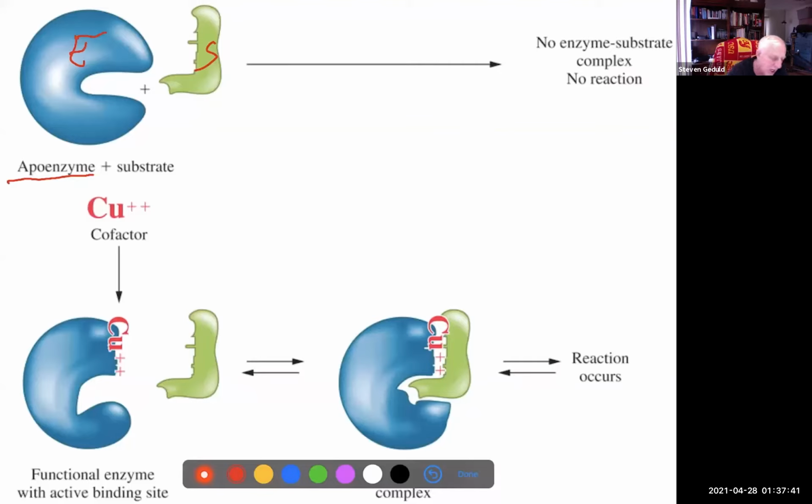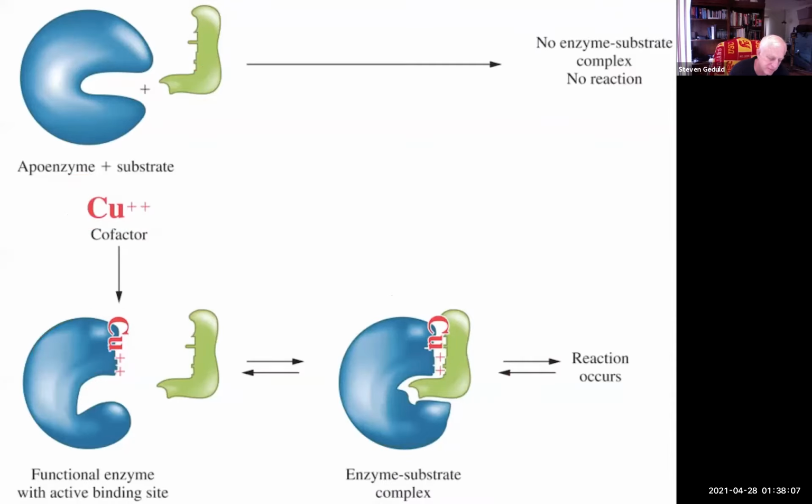When copper is released in the solution, the copper 2+ ion binds to the enzyme. When it binds to the enzyme, it changes the shape of the active site. So now you have a cofactor and enzyme complex changing the active site. Now the enzyme is active, and the substrate can bond to the enzyme.